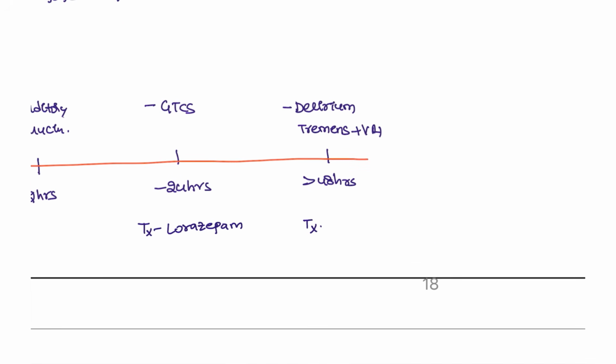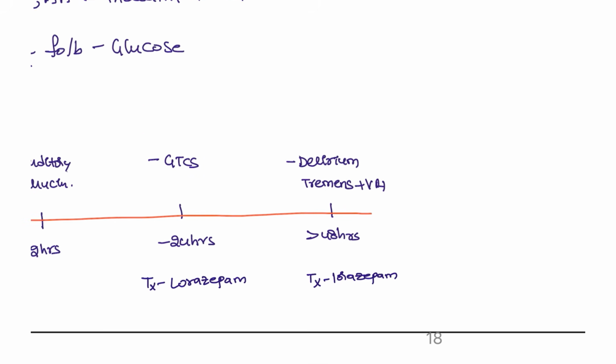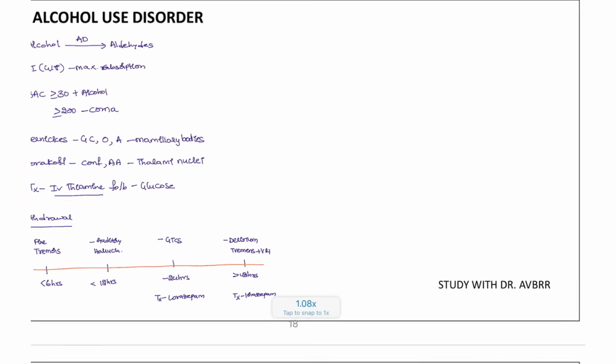And here also the treatment will be benzodiazepines only. The lorazepam is given, which is good for the liver condition, because the other benzodiazepines may not be that good, but this drug can be good for the patient. So this is the delirium tremens treatment.